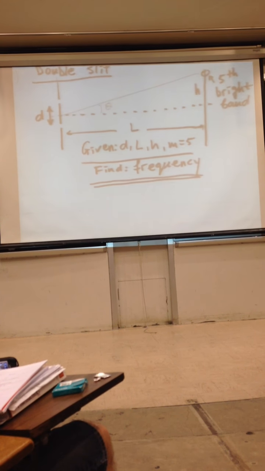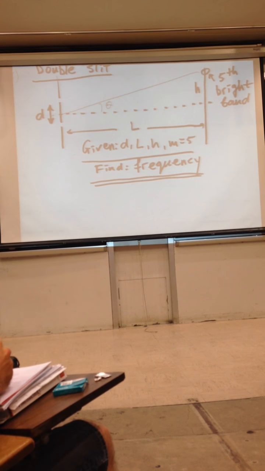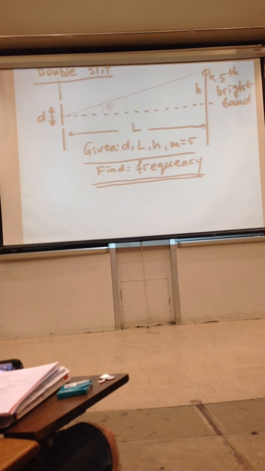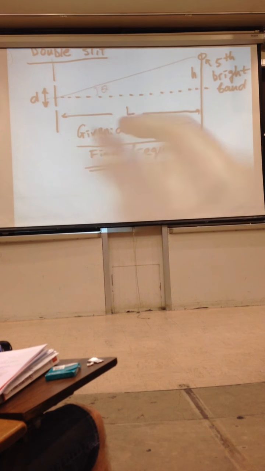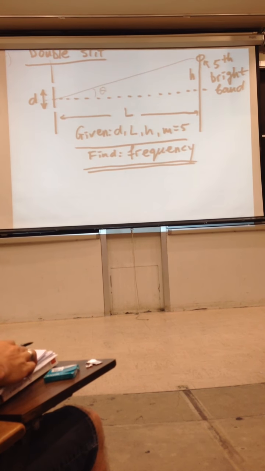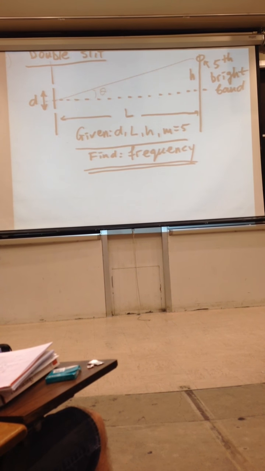So, double slit problem. I believe there's one problem from chapter 27. Double slit problem, let's see what is given. This is the double slit, okay, 1 and 2. So the distance between the slits is given, the length of the slit is given.